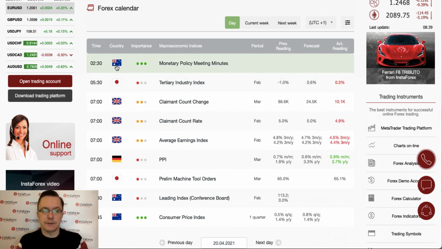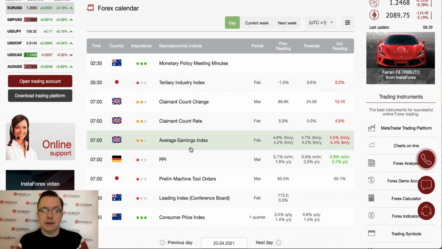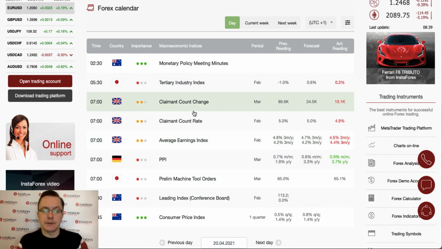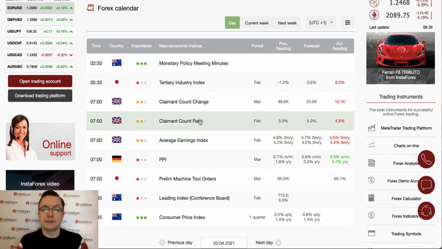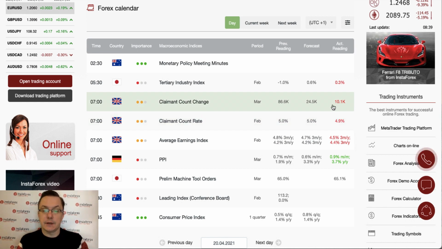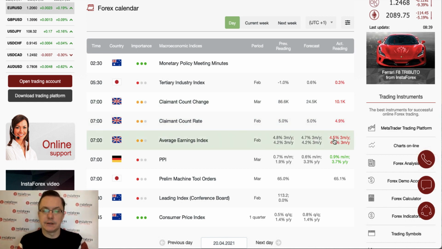For all of you who trade the Australian dollar, we got the monetary policy meeting minutes released already, 2:30, so we'll take a look at the Australian dollar for sure. But the key data for today are from the United Kingdom: claimant count change, claimant count rate, and average earnings index. As you can see, all of this data is worse than expected, including the average earnings, which are dropping from 4.8% to 4.5% on the 3-month basis.